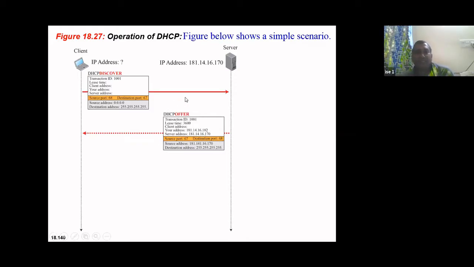And so here destination port, the port number was 68, so it has put destination port as 68, and the port that is connected to this server is source port 67. And source address, now the source address is known, which is 181.14.16.170. It is the address of the server, and destination address is again the broadcast message.